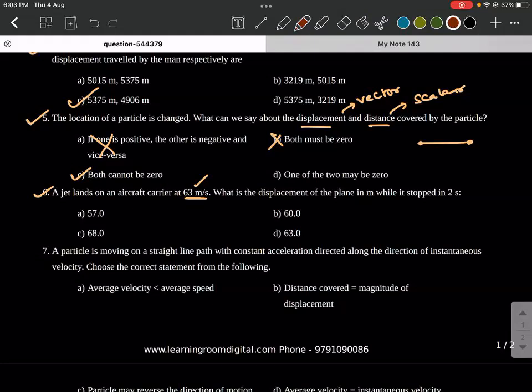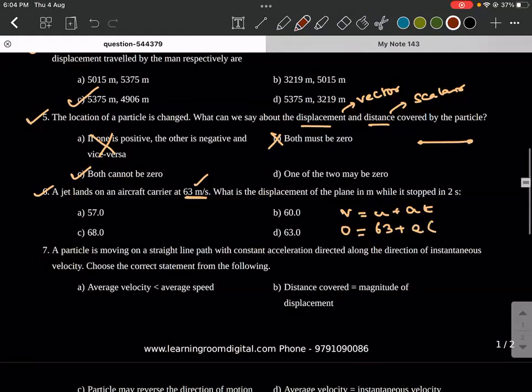Is it decelerating or accelerating? Decelerating. What is the value at which it is decelerating? If I apply v = u + at, v is what? When it stops, the final velocity is 0. What about the initial velocity with which it started? 63. Plus, what is the acceleration of the particle? That's what you need to find. Into time, which is how much? 2 seconds. So a will be how much? Minus 63 by 2. The negative sign represents that it is decelerating. So minus 63 by 2.